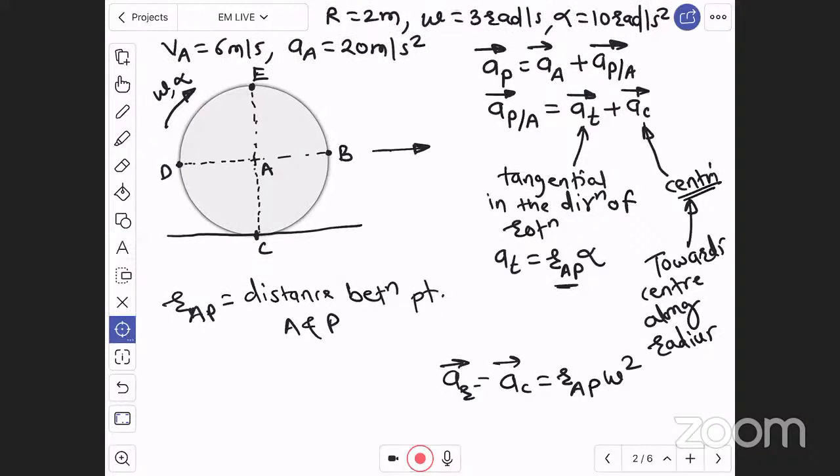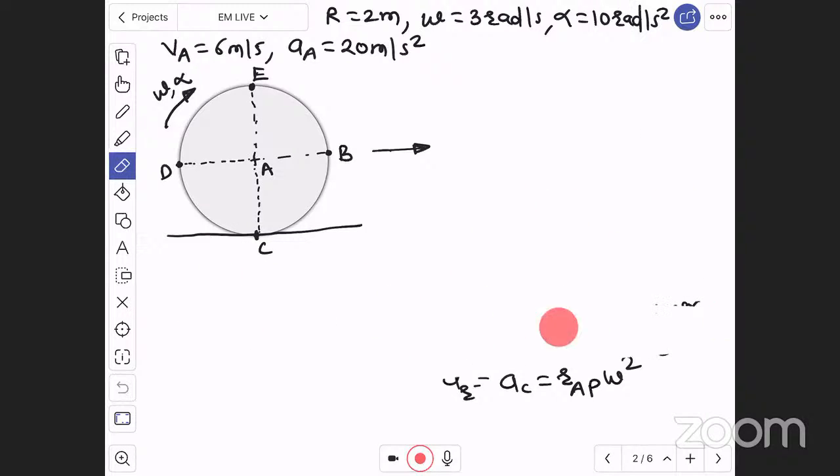My dear students, can you see here? The distance of point B from A is the radius of the wheel, as well as the distance of point C from A. The distance of point D from A is the radius of the wheel, as well as the distance of point E from the center A. Means each and every point, B, C, D, E, is at the same distance from point A. Therefore, now let us find these accelerations, that is tangential acceleration.